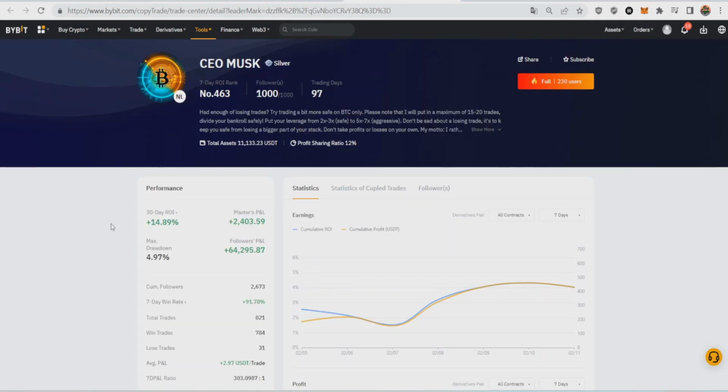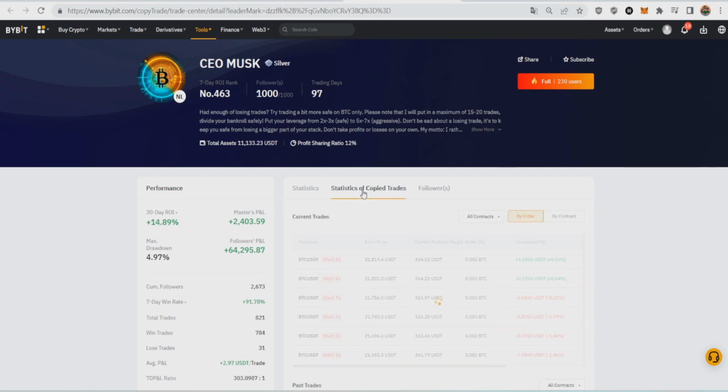So the next thing that people always ask me is, Doug, how much profit can I actually make? Well, profit used to be easier to calculate, but they made it a little bit harder, but I still found a way. So basically, where you're gonna go is go to the last 30 days, guys. So the last 30 days around 15%, and then you're gonna go to the statistics of the copied and look at how much he's trading. So he has a total assets of 11,000, and he's trading with like $360 per trade. So he's trading with a margin of 1/30 of his portfolio. Really important to know that.